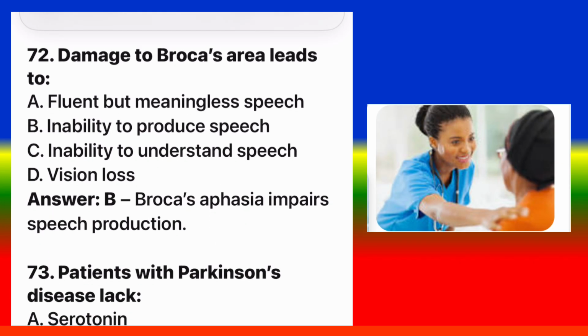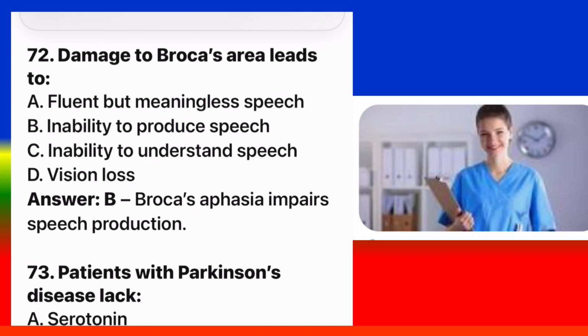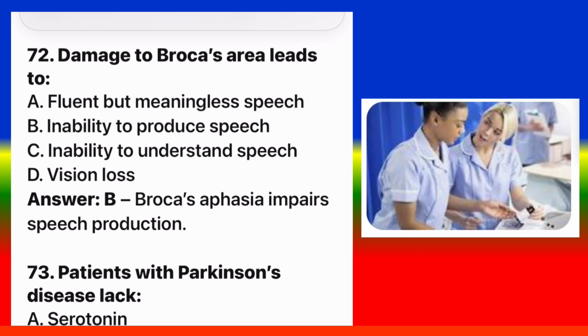72. Damage to Broca's area leads to A. Fluent but meaningless speech, B. Inability to produce speech, C. Inability to understand speech, D. Vision loss. Answer B. Broca's aphasia impairs speech production.